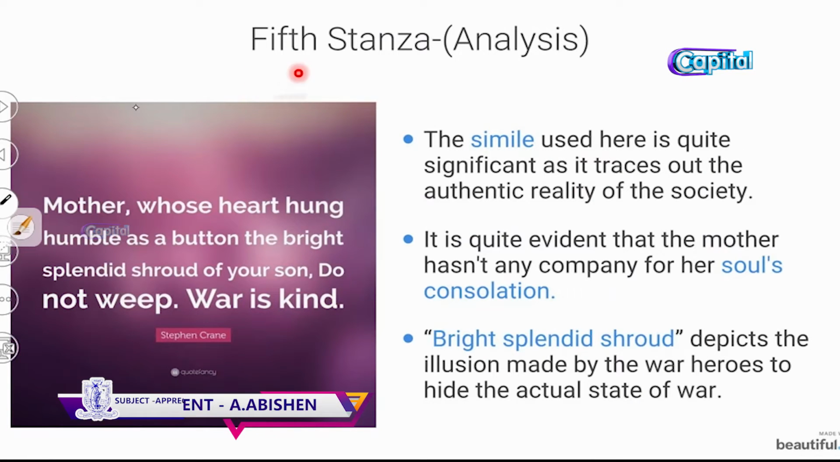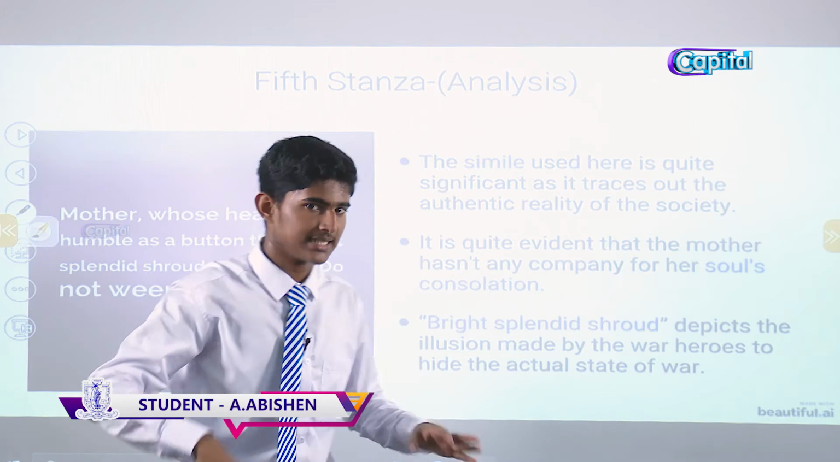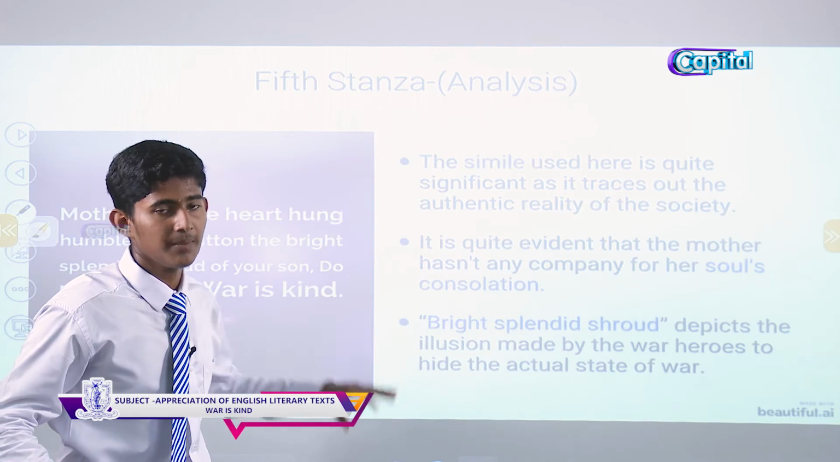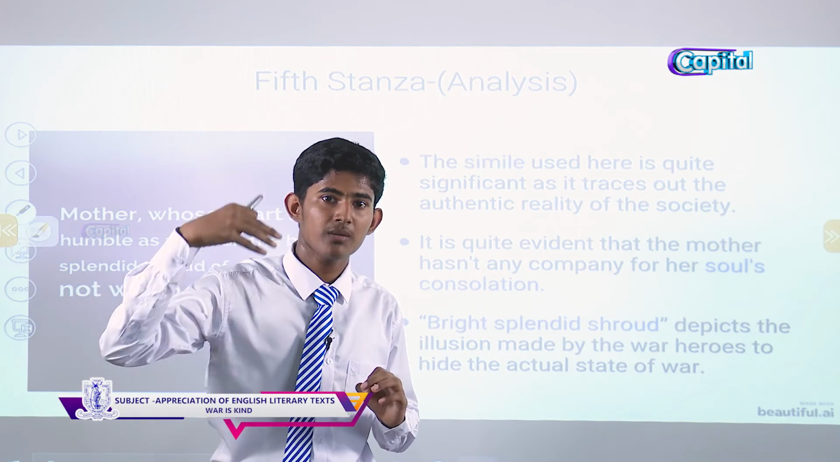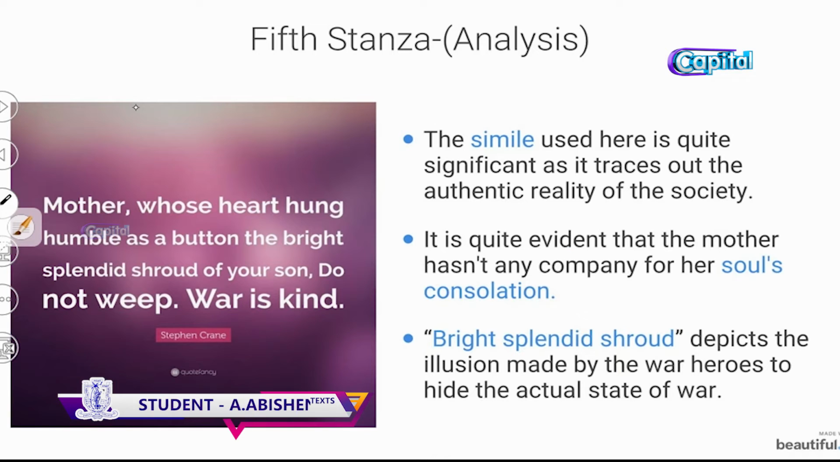Here we are, the fifth stanza analysis. Mother whose heart hung humble as a button, the bright splendid shroud of your son, do not weep, war is kind. Here, as I already mentioned, the fifth stanza is the last stanza, and the poet is addressing a mother whose son becomes a victim of the war's ferocity.